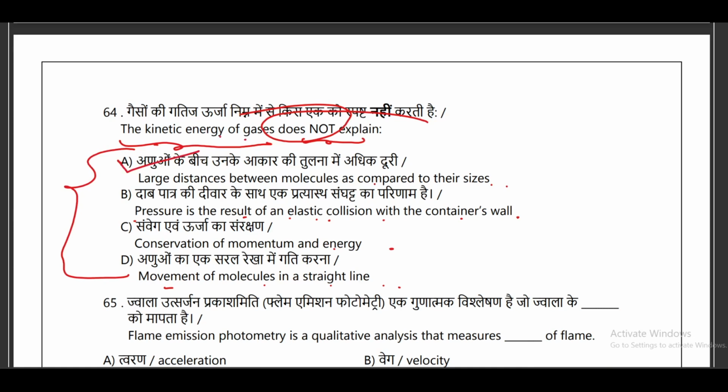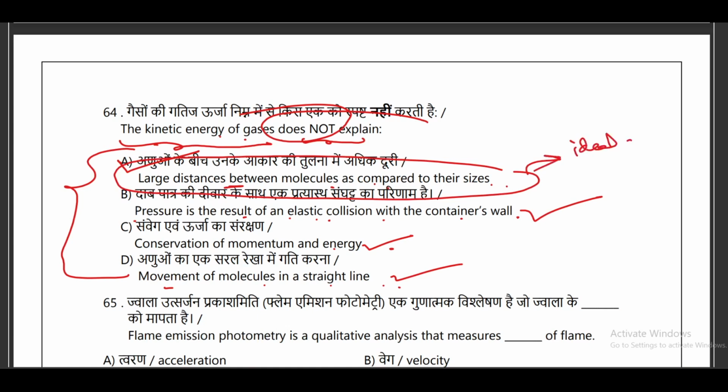The kinetic theory of gases does not explain large distances between molecules as compared to their sizes. The kinetic energy of gas molecules is more directly related to their motion, resulting in pressure from collisions with the container's wall, conservation of momentum and energy, and movement of molecules in a straight line. The large distance between molecules as compared to their sizes is better explained by the ideal gas law and the assumption that gas molecules occupy negligible volume compared to the container. So in this question your correct answer is A.